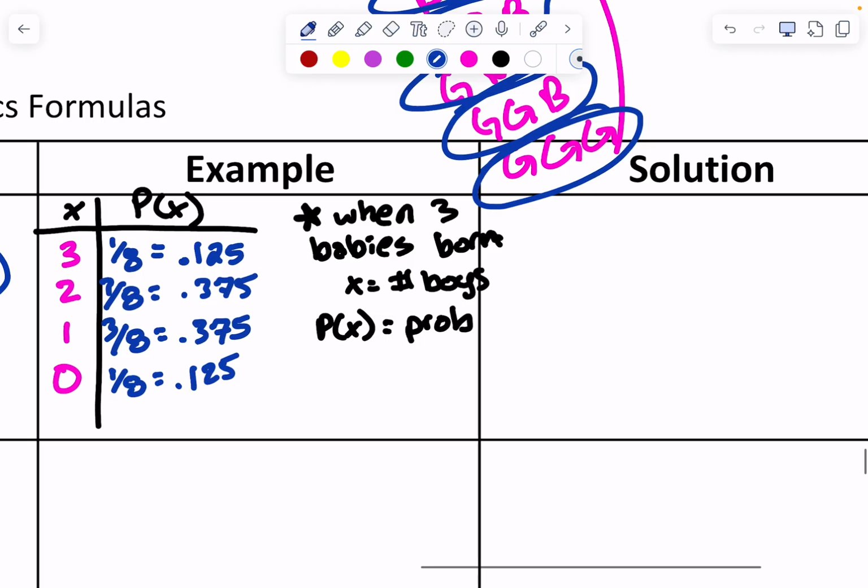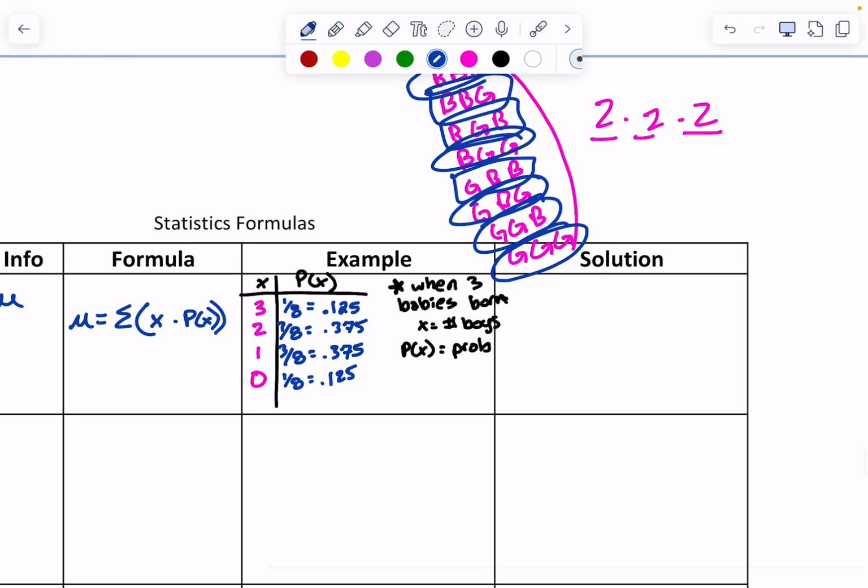In my solution, I'm going to zoom out a little bit. I'm taking 3 times 0.125. I am taking 2 times 0.375. I am taking 1 times 0.375. I am taking 0 times 0.125. Do you see where I'm getting this information from? If you already know how to do this, you don't need to write it down.